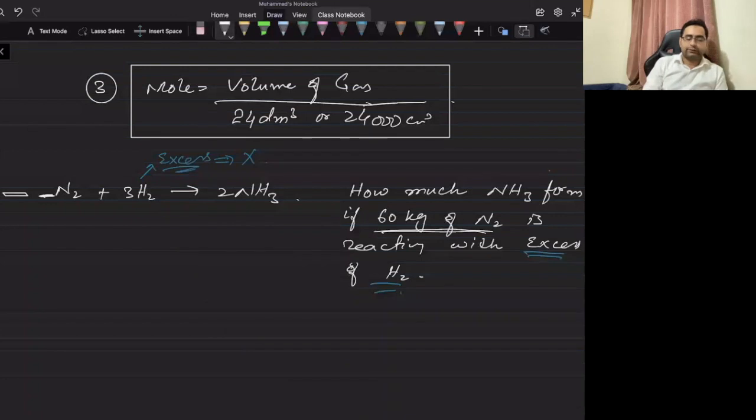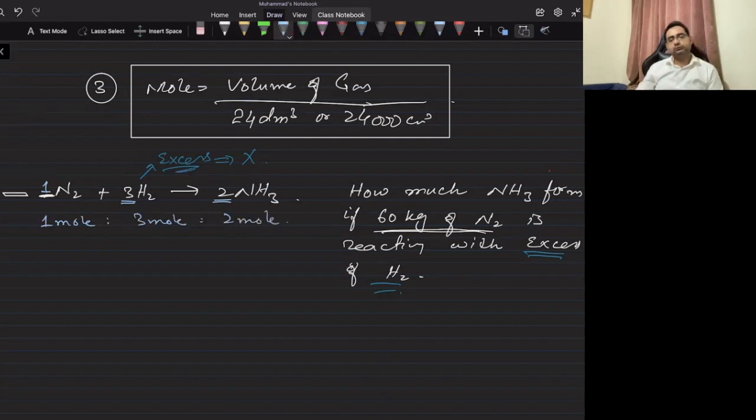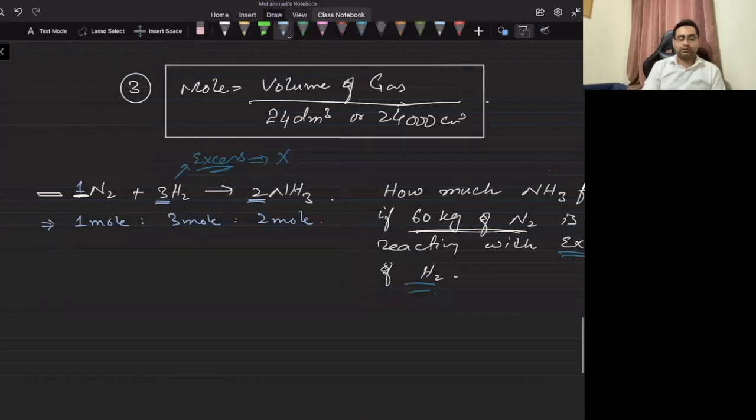What's the number at this point? With the nitrogen, there is no number, so it is 1. This is 3. And here 2. So these numbers are telling you about molar ratio. It means 1 mole of nitrogen is reacting with 3 mole of hydrogen to form 2 mole of ammonia. I'm going to repeat this statement again because it's a very, very important concept. Here you have number 1, so it's indicating 1 mole of nitrogen is reacting with 3 mole of hydrogen to form 2 mole of ammonia.